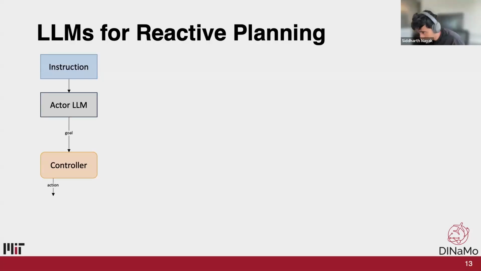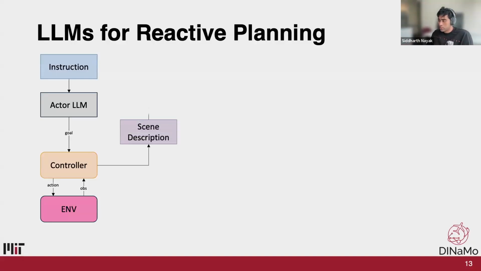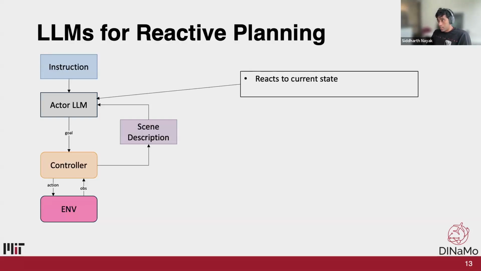which based on whatever the observation is, creates an action. This action is fed into the controller, which goes into the environment. You get the new observation. Based on this new observation, you create a new scene description, which is fed back into the actual language model. Now, this basically reacts to the current state, where the current observation is solely determining what the action at the current step is going to be.